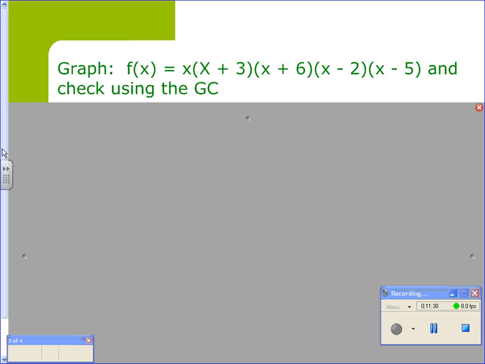All right. We're going to graph this, and then we're going to check it on our graphing calculator.